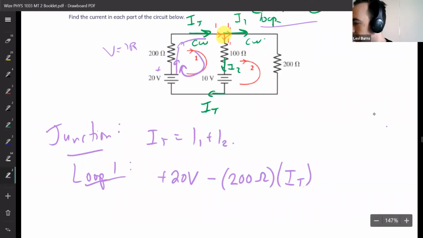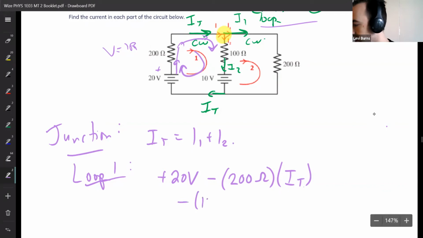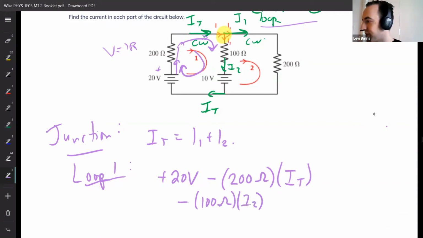Now we're going to keep going around the loop. There's no elements up here, keep going down. Now we have a 100 ohm drop. And here we're still going in the same direction as the current that we guessed. So then we get minus 100 ohms. Now here we're going to put I2 because we've defined this part of the current to be I2.